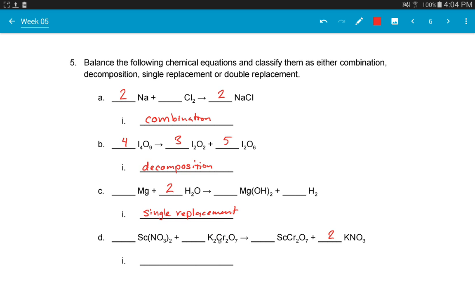I have 2 chromiums, 2 chromiums. I have 6 plus 7, 13 oxygens. 7 plus 6, 13 oxygens. This one is now balanced. And because we have 2 compounds reacting to form 2 different compounds, this is a double replacement reaction.